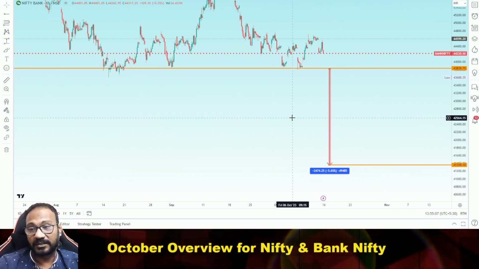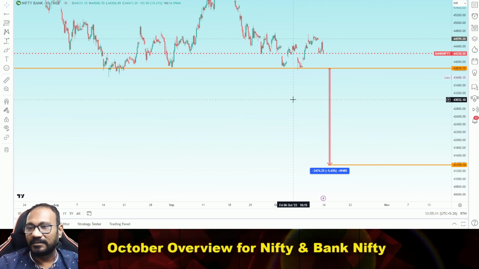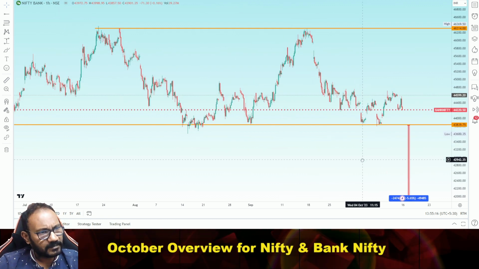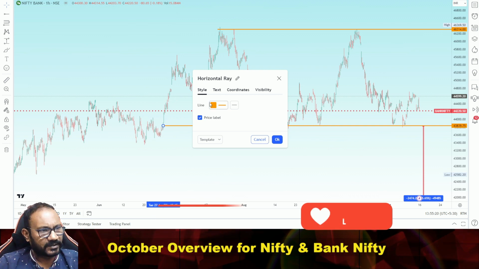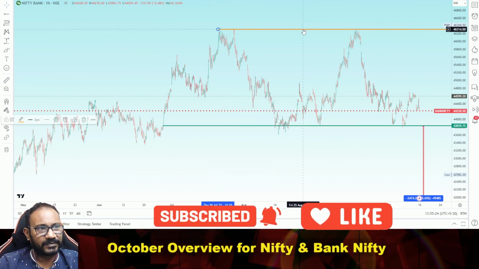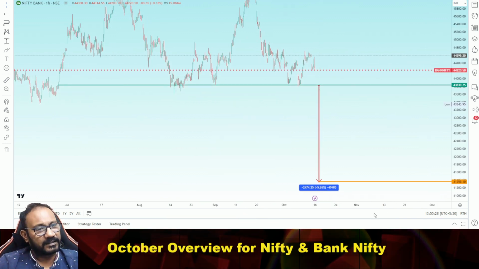So I'm saying the possibilities, right? We are here to analyze the various things that might happen. Okay, now let me make this green so that we know this is going to be a likely strong support, and this is where the market has peaked. So I will give it a red. Now this is a likely target.